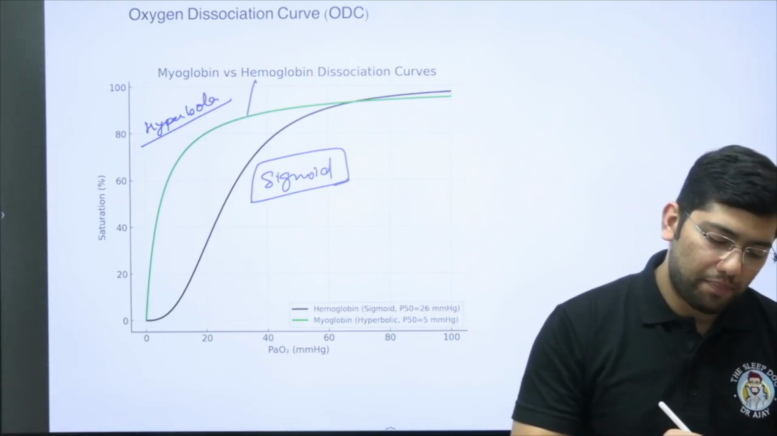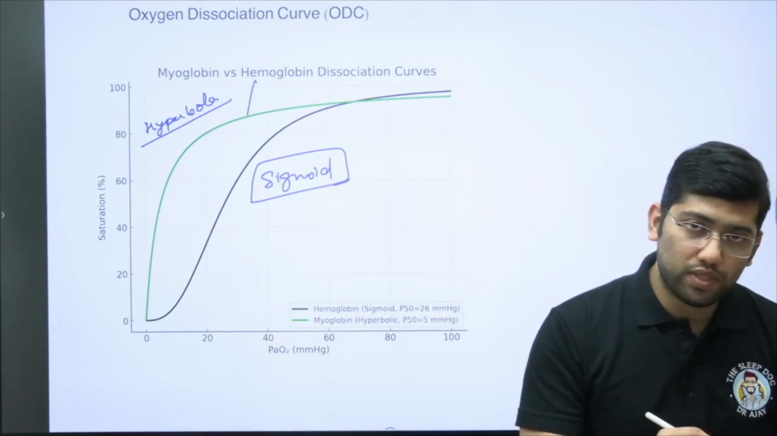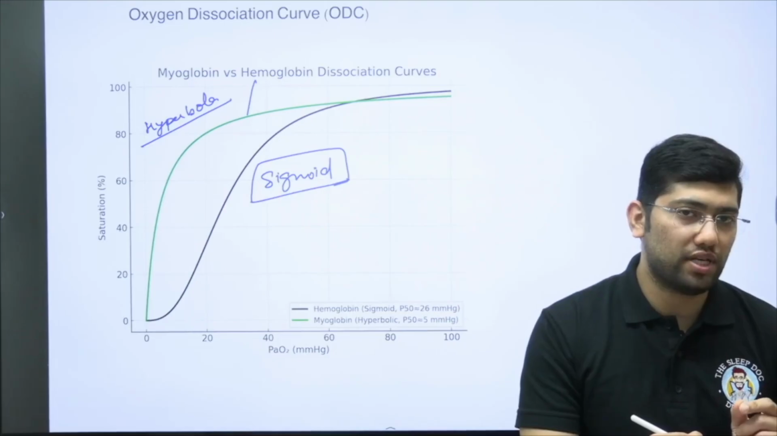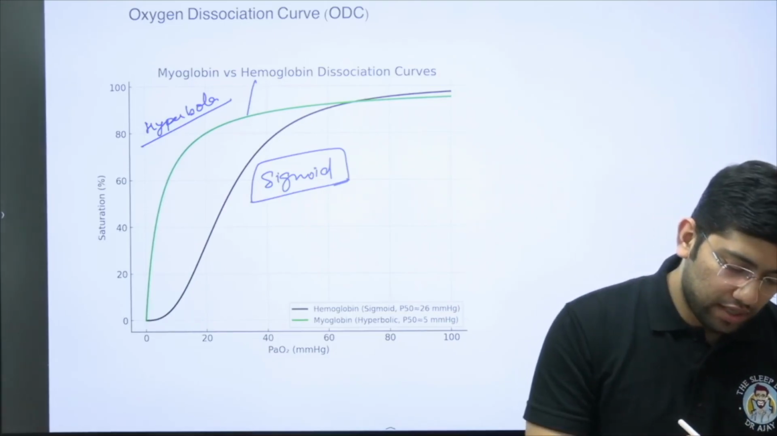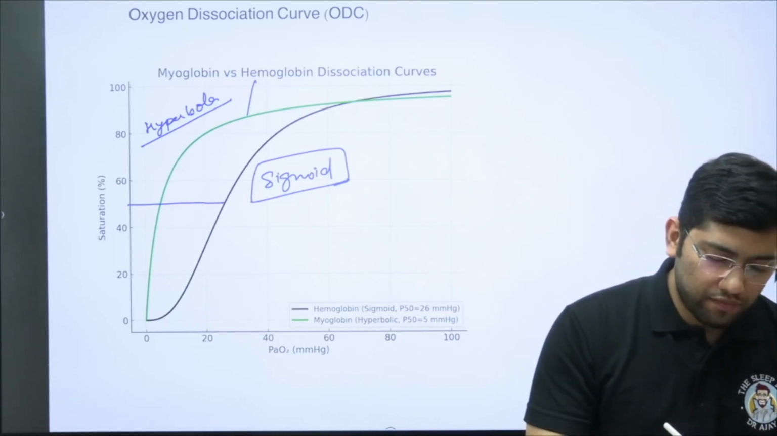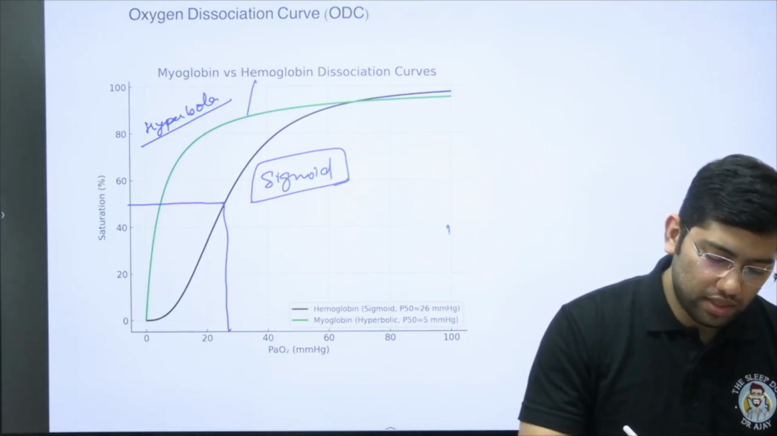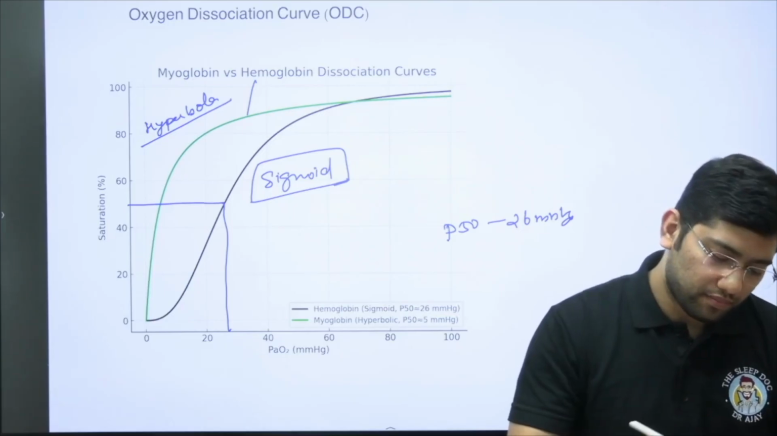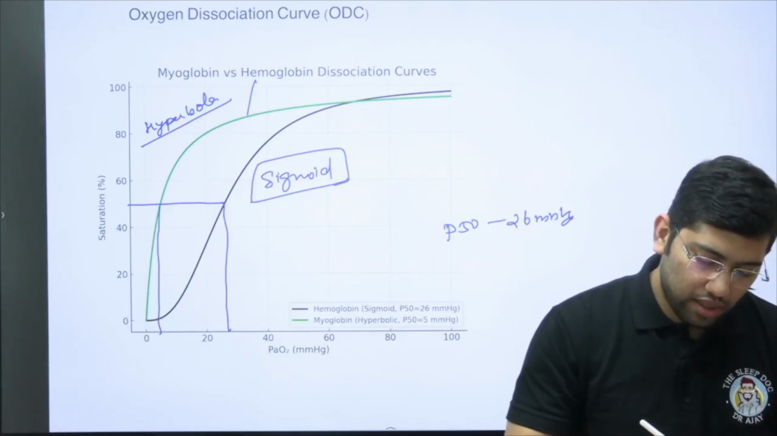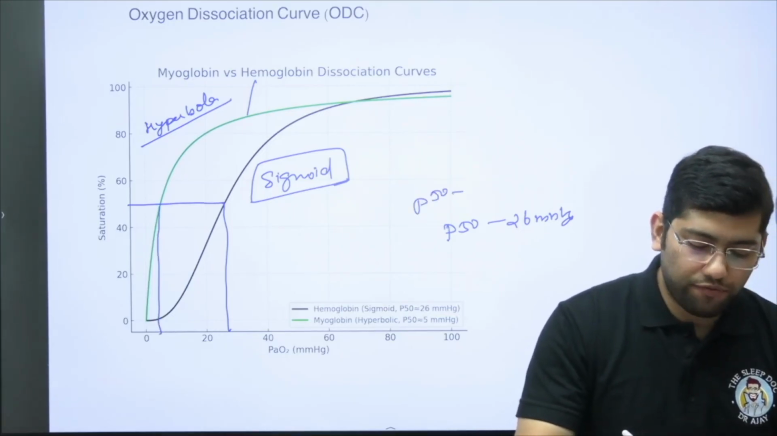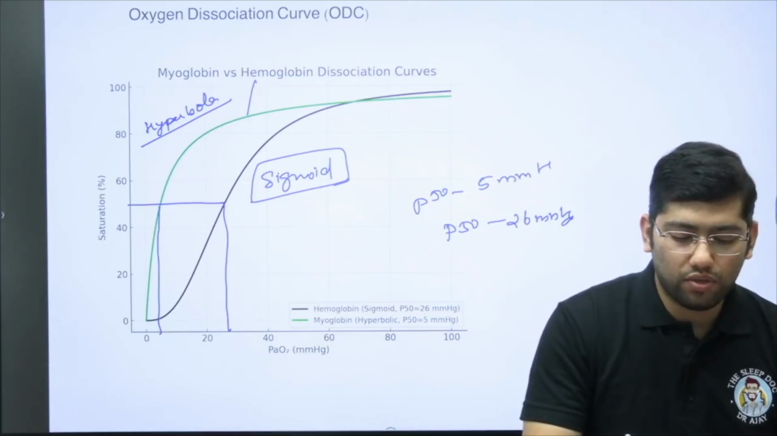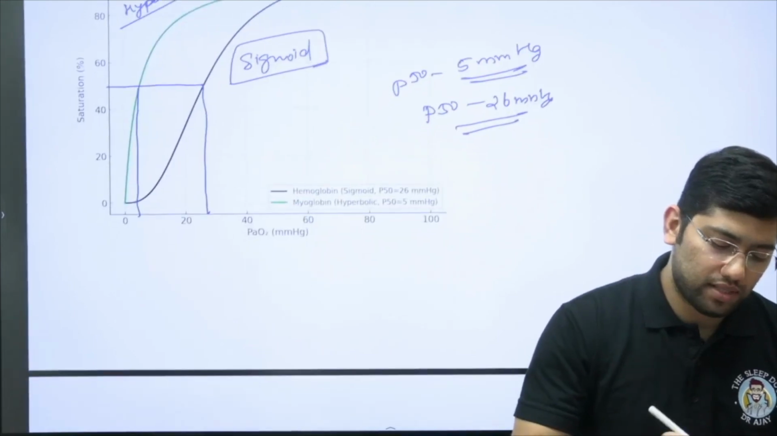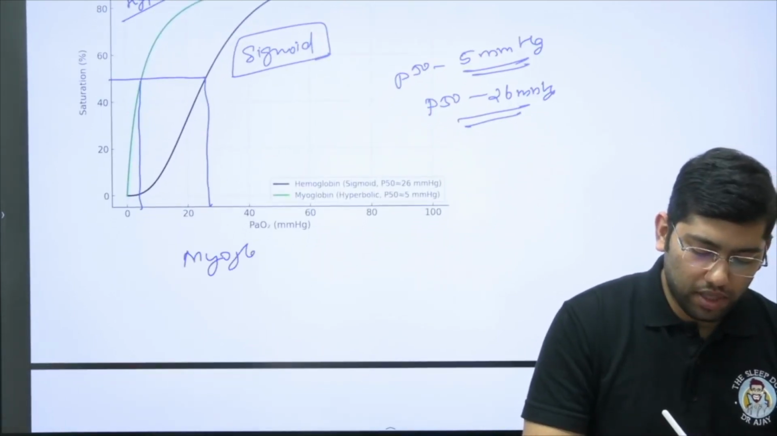Now, let's see the P50 of myoglobin. So what was P50? That was the partial pressure of oxygen at which the saturation was 50%. So let's take 50% saturation, and we know the normal P50 for adults was 26 millimeters of mercury. Now, for myoglobin, it is somewhere close to 5 millimeters of mercury. So now who has more affinity to oxygen? Myoglobin.